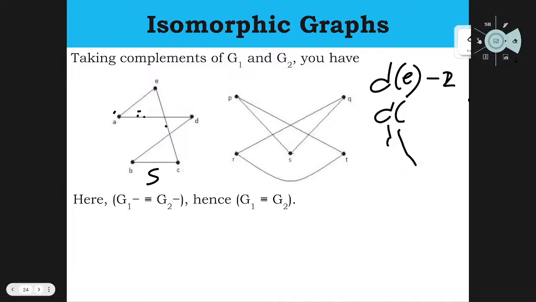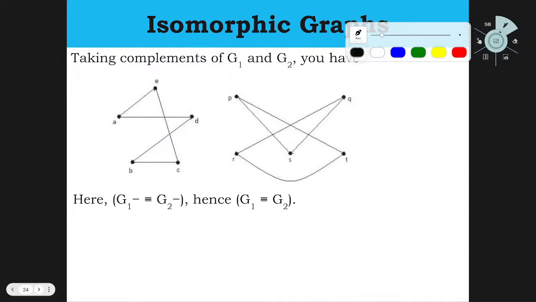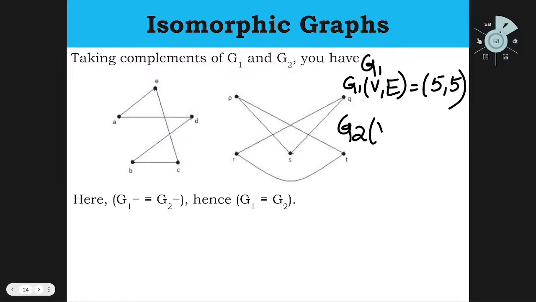See, this is a compulsory question. Stop talking. See here, you are going to take G1 first. I am taking the graph G1. You should write it like this, see. So G1 of V comma E: the number of vertices is 5 and the number of edges is 5. Clear? Next one, G2 of V comma E equal to 5 comma 5.